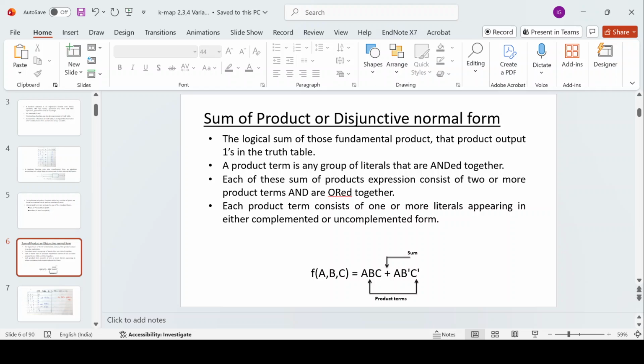SOP is known as disjunctive normal form. A product term is any group of literals that are ANDed together, and the sum of such terms is called a sum of products. The best example for the sum of product is the given function f of a, b, c equal to abc plus a b dash c dash. So in that, abc is one product term, and a b dash c dash is another product term. We have combined these two terms with the help of OR. So it is called sum of product.